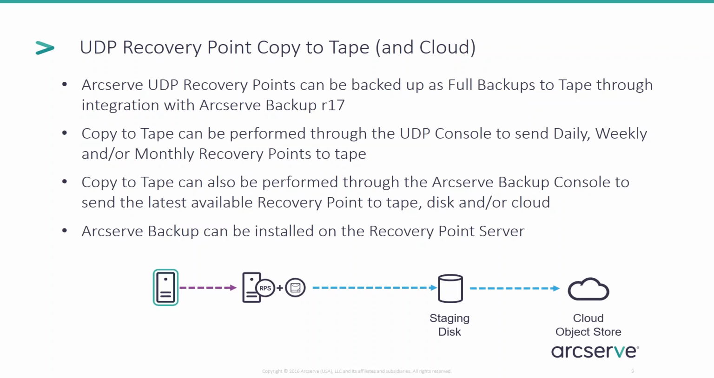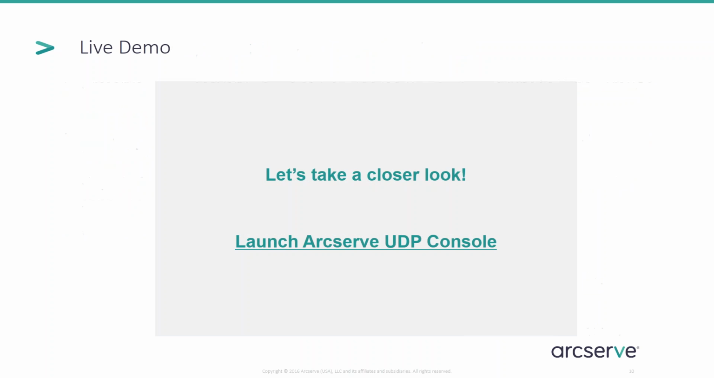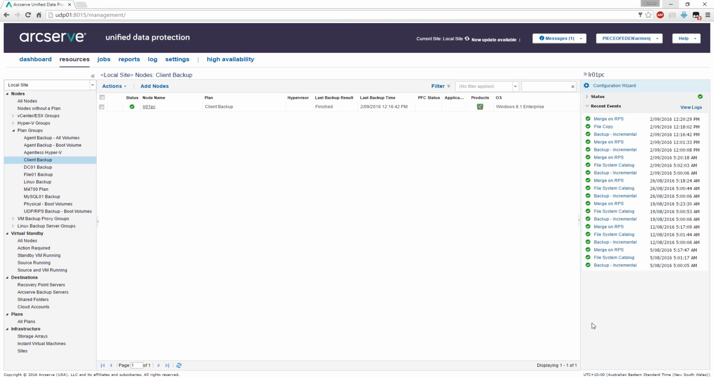So this sounds like it might be a little complicated. It's not that complicated, so let's go take a look at how we'd actually do that. Again, what we'll do is we'll start with the UDP console method. So I'll open up my UDP console again.